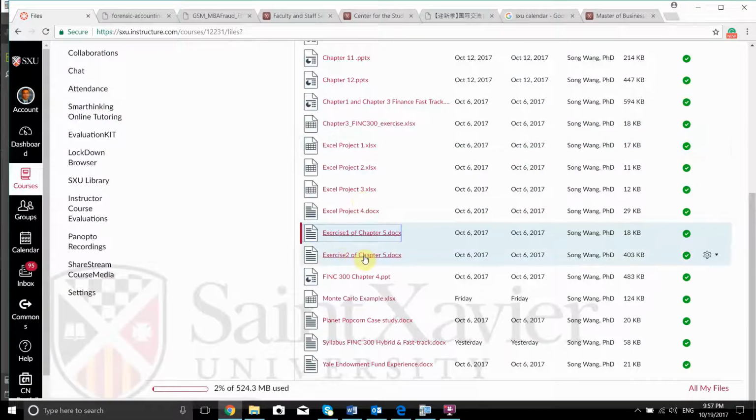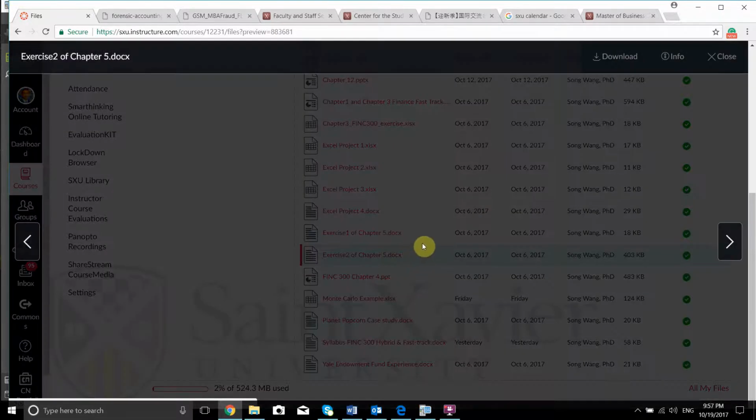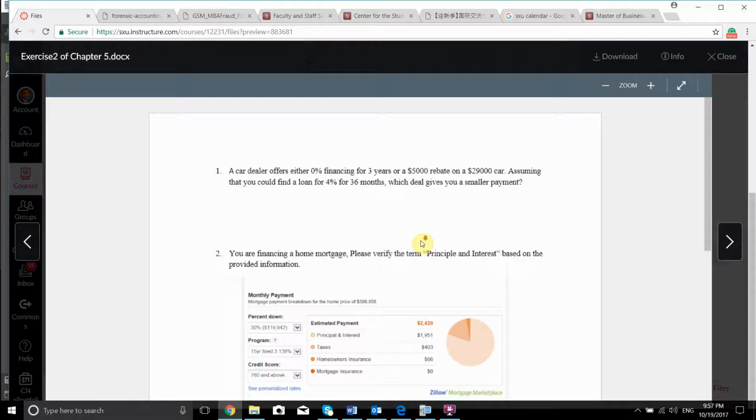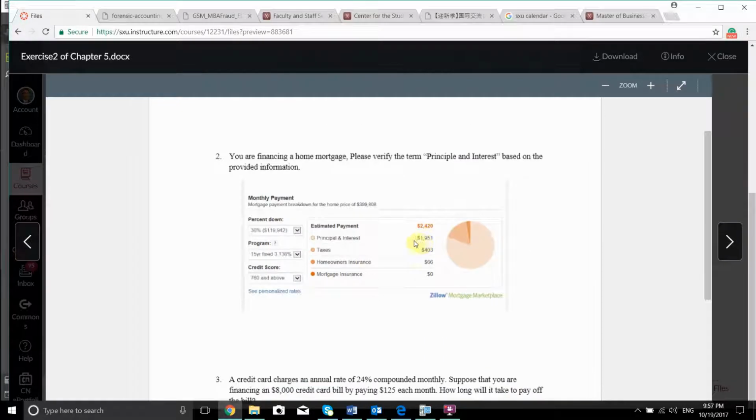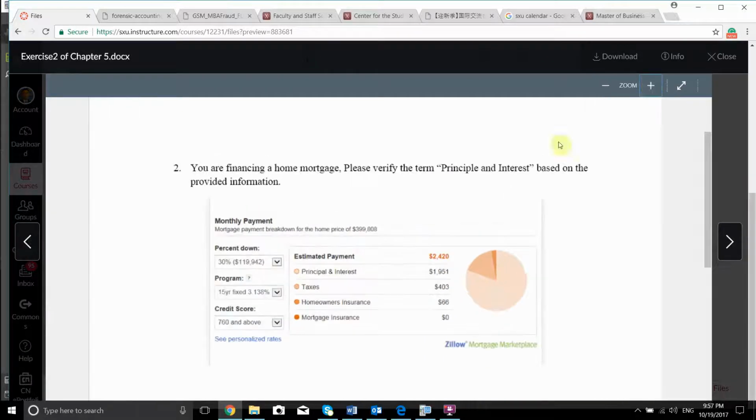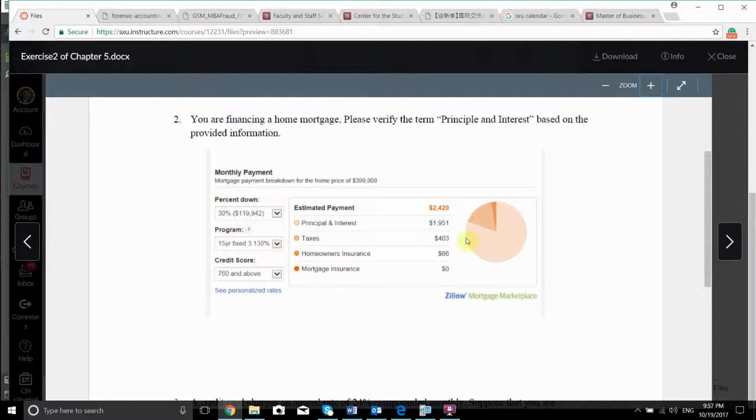So now let's look at a more difficult one. And this is on the second file of the exercise. And I want you guys to take a look at question number 2 here. So basically, I give you a picture, and that shows you the financial terms for a mortgage. So basically, your purpose here is to verify this number, 1951, okay, as a principal and interest. And that's basically your monthly mortgage payment, okay?